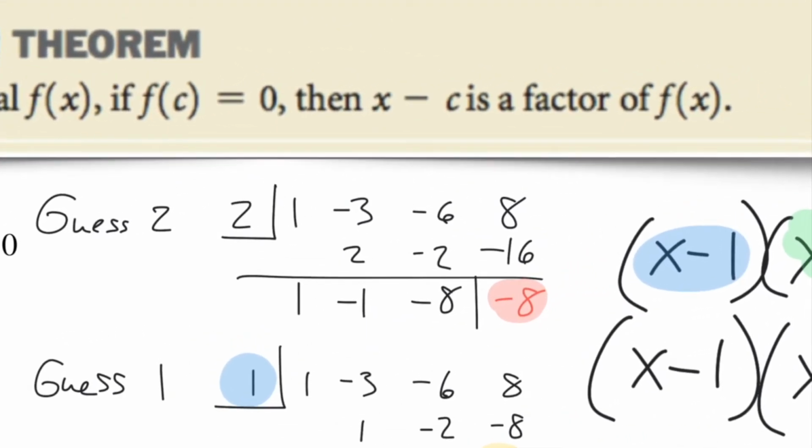Let's guess 2. Why not? 2 is here, and we have 1. So we line up all of the coefficients. We add, multiply by the 2, add, multiply by the 2, add, multiply by the 2, add, we get a remainder. Because we get a remainder, 2 is not going to be a 0 of the function. It's not going to be, and then x minus 2 is not going to be one of the factors. We're going to have to guess again.